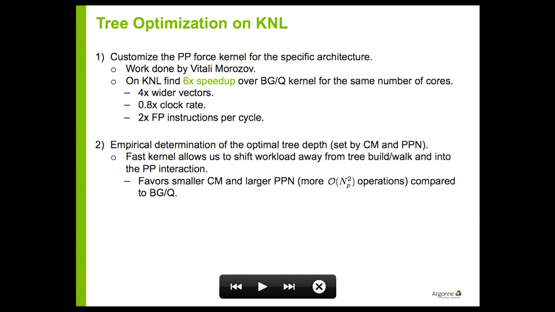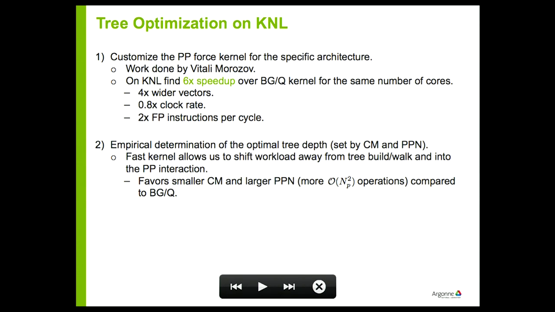So the first thing we need to do is optimize the actual PP force kernel itself. So this is work that was done by Vitaly Morozov, who talked in good detail about this during one of Monday's tutorial sessions. What we found in our test is that if we compare the optimized KNL kernel to the optimized BGQ kernel, we find about 6x speedup on the KNL compared to the BGQ. And this is in the ballpark of what we'd expect just from comparing various specs of the two processors.